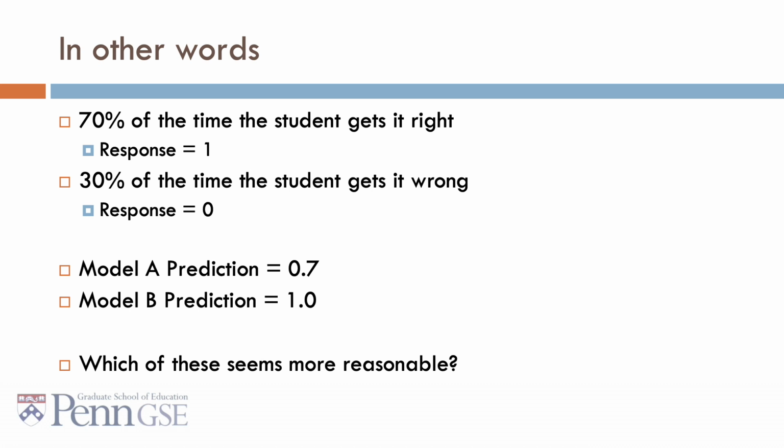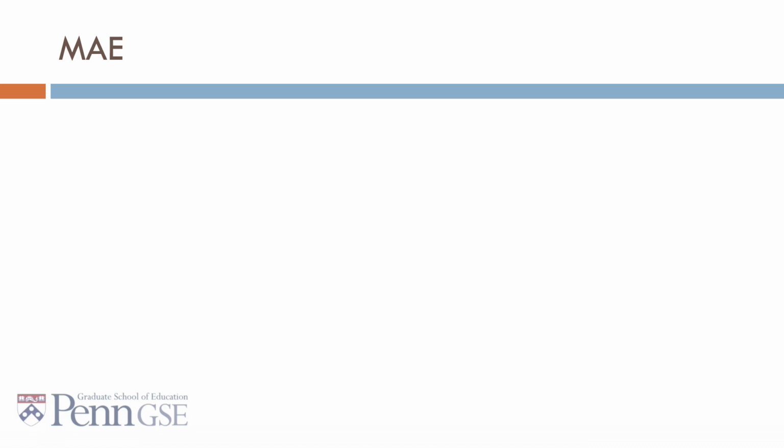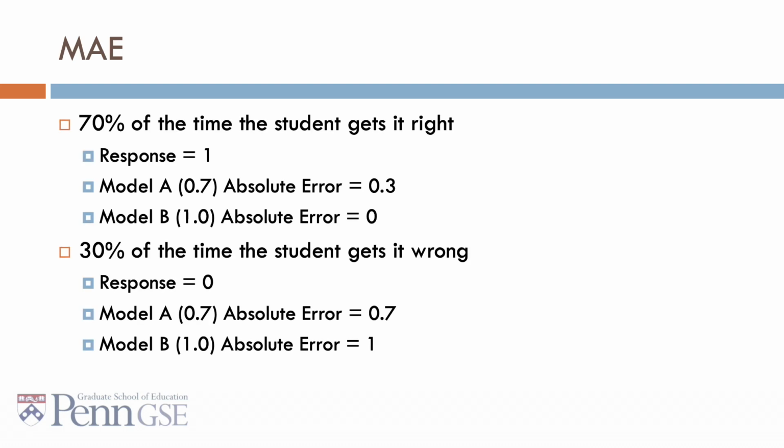Which of these seems like a better fit to the actual data here? So let's see what the MAE and the RMSE have to say about this student in these two models. MAE first. 70% of the time the student gets it right. In these cases, the response is 1. Model A has a prediction of 0.7, so the absolute error is 0.3. Model B, prediction of 1, absolute error is 0.